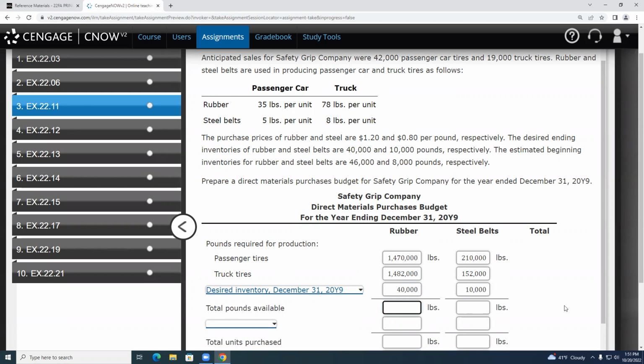And so if we add those together, and I know I said this in class last time, I don't like the way they have this line titled. Same thing was true in the exercise that we did together on Tuesday. I don't think it should say total pounds available. That's misleading. I think it should say total pounds needed, as opposed to available.